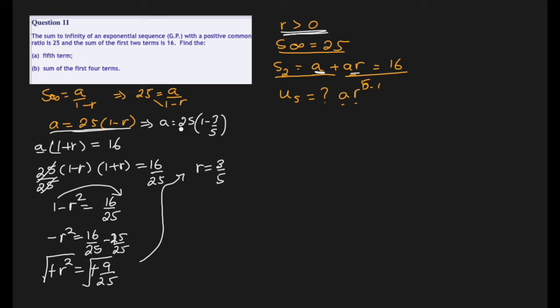2 over 5. So if I use my calculator, I will get 10, right? 5 and 25 cancel, times 2, 10. So we got a, we got r, and now we have to find U5, which is ar to the power 5 minus 1. So U5 equal to a r to the power 5 minus 1, 4. Okay, just put this in a calculator and you get this.